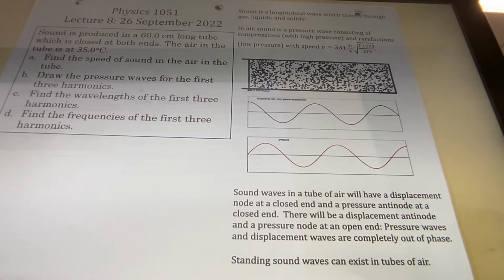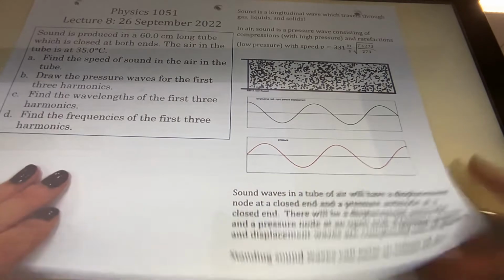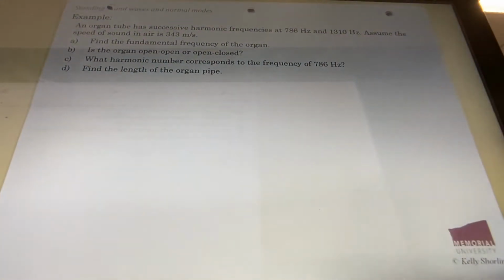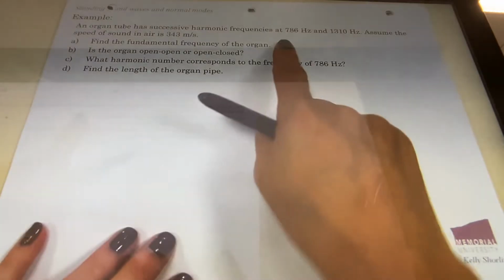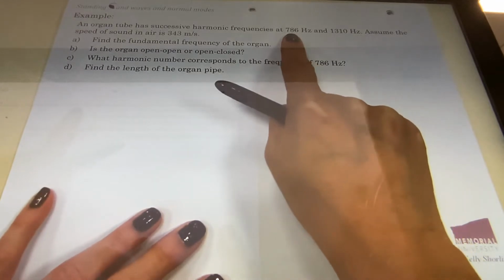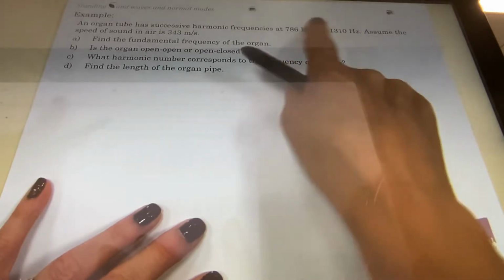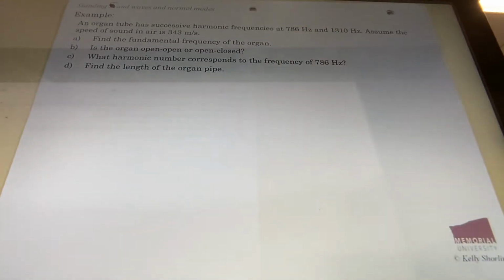So that was everything we got to last time. And today we'll start right off with an example. So this is a pretty typical kind of example. An organ tube has successive harmonic frequencies. So that means there are standing sound waves in the tube. One of the frequencies that we'll observe, that we can measure, is 786. And the very next standing sound wave happens with a frequency of 1310. And there are no other frequencies in the middle. Okay, so that's what it means by saying they're successive. So those two are adjacent frequencies, not in the middle.